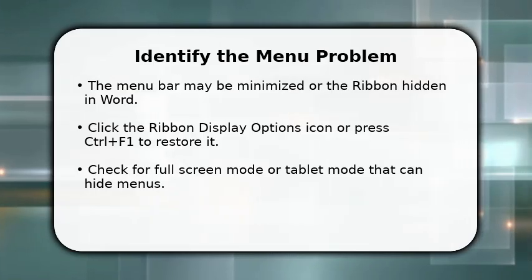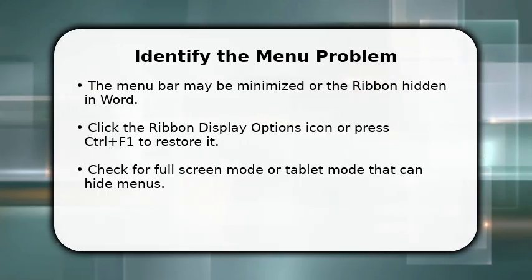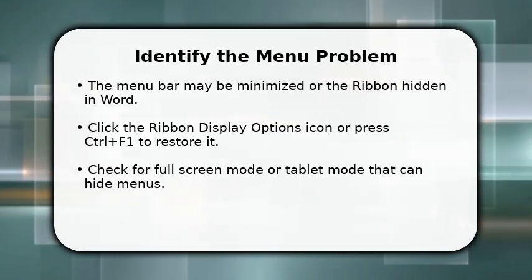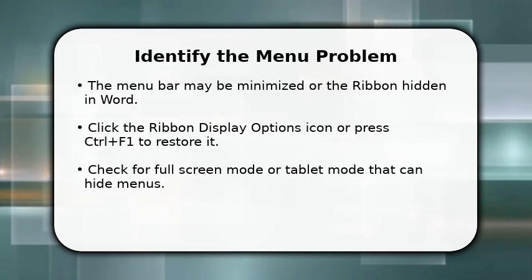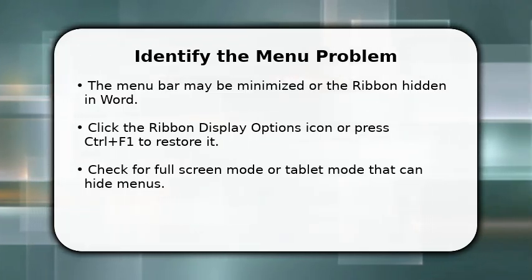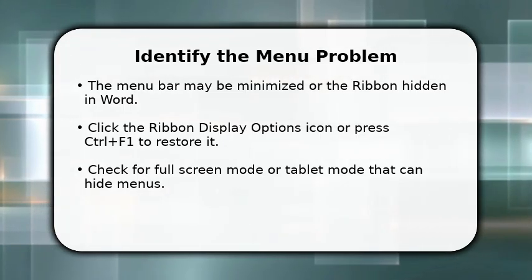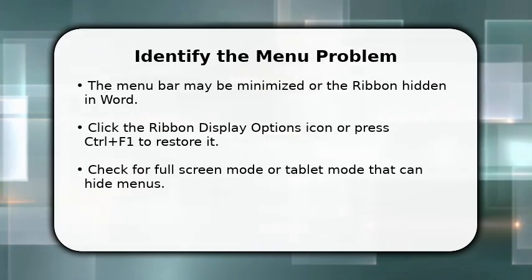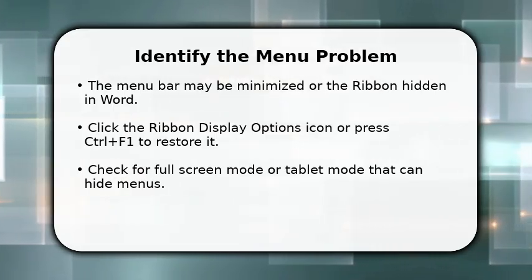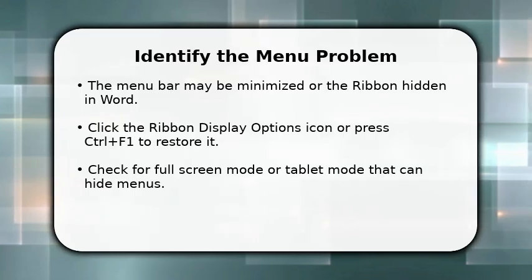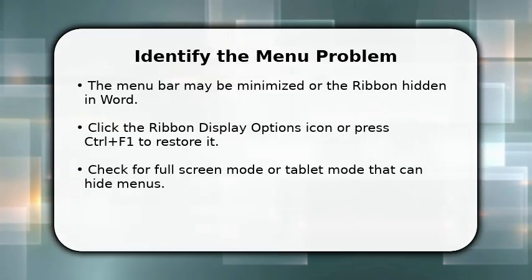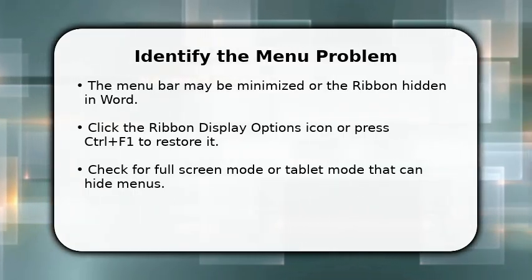If your menu bar seems missing in Word, start by checking ribbon visibility. Click the ribbon display options icon at the top right corner. Press Ctrl plus F1 to toggle the ribbon if it remains hidden. Check if Word is in full screen mode or if Windows is in tablet mode. Exit full screen by pressing ESC or clicking the restore icon.